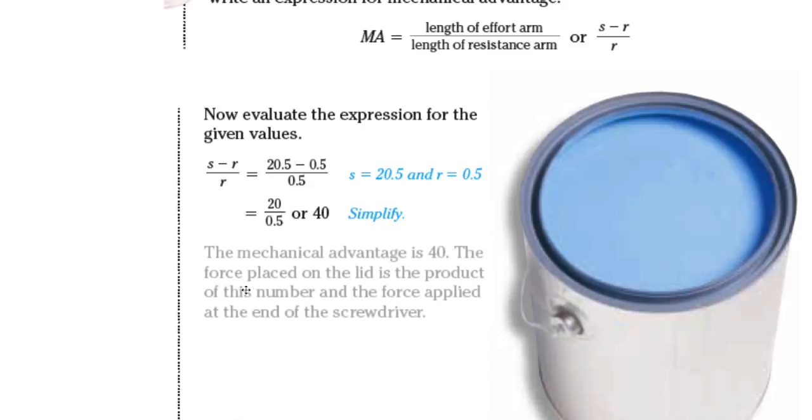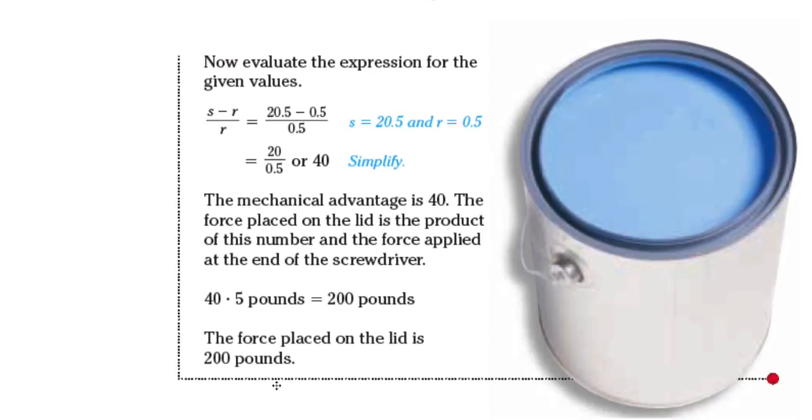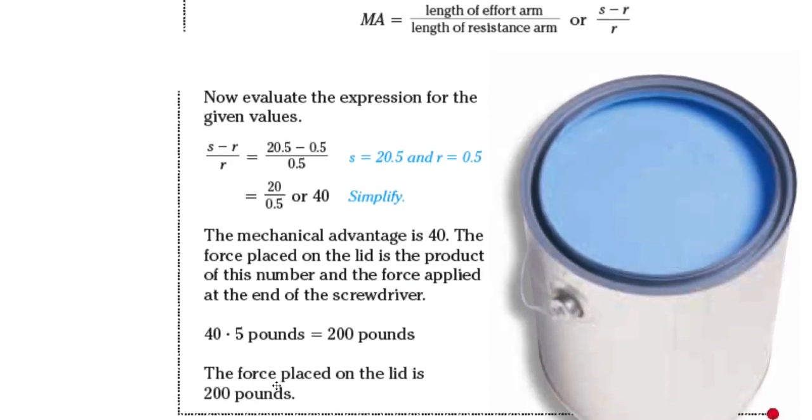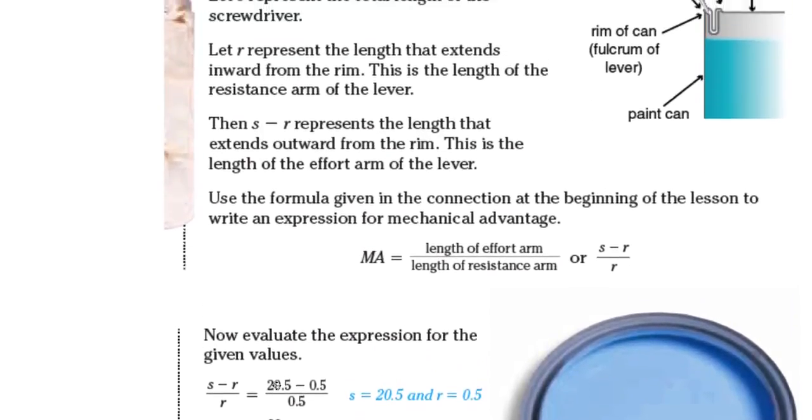What does that mean? The mechanical advantage is 40. The force applied on the lid is the product of this number and the force applied at the end of the screwdriver. Okay? So what we would do is we get our 40, multiply it by 5 pounds. That equals 200 pounds. Therefore, the force applied on the lid is 200 pounds. Okay? Now look at this one. The force applied on the lid is 200 pounds.